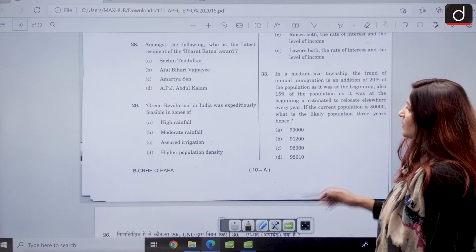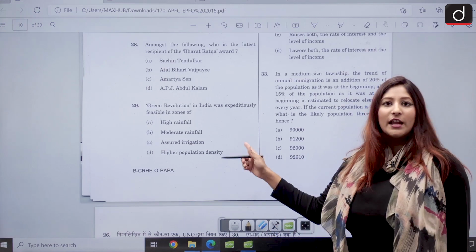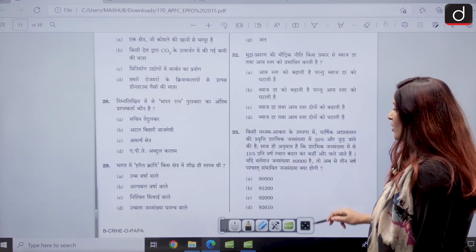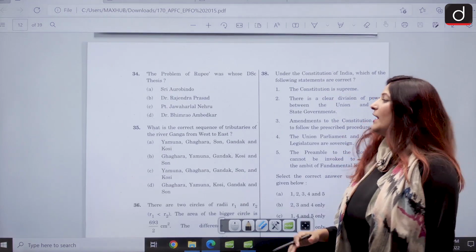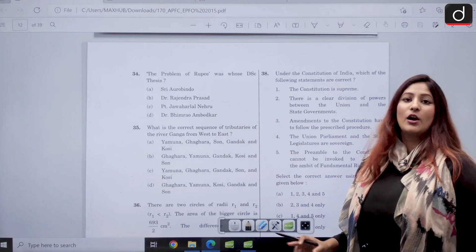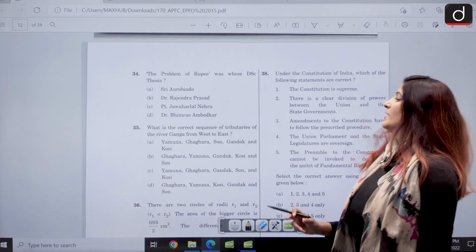Then Green Revolution in India was expeditiously feasible in the zones of economics as well as geography. Moving ahead, let us talk about the next set of few questions. Problem of the Rupee was written by whom? Options have been given. Modern history. Specifically, we talk about the portion which deals with important personalities of history.